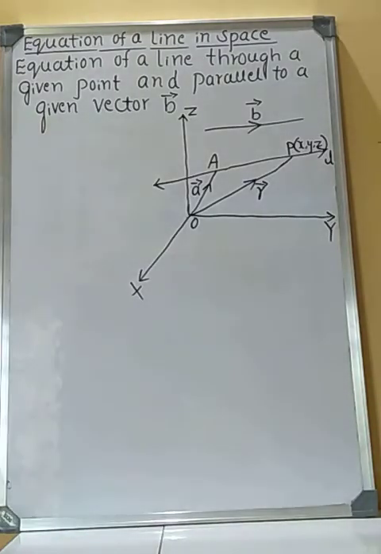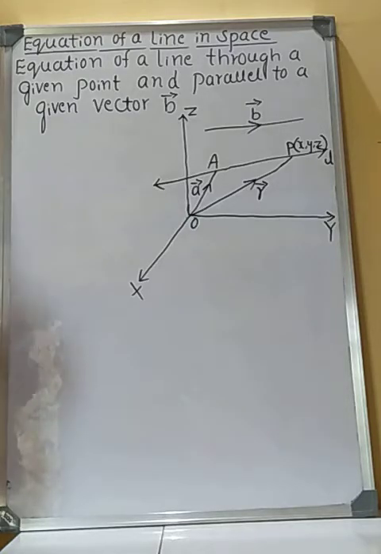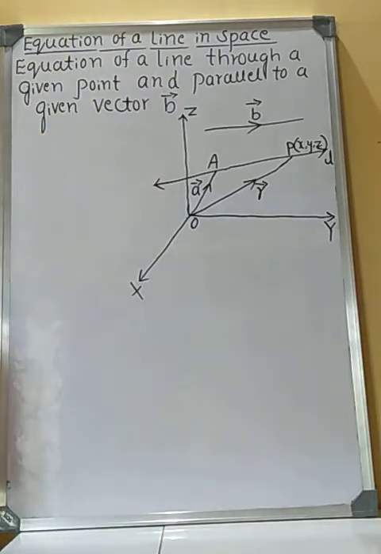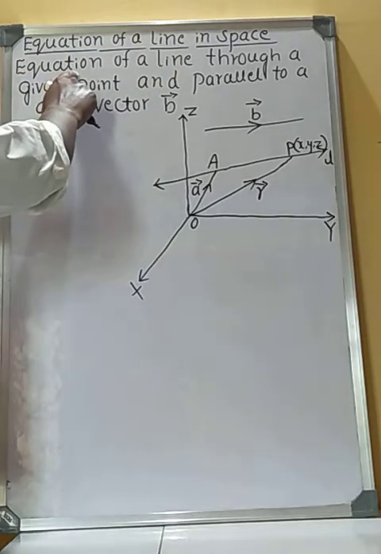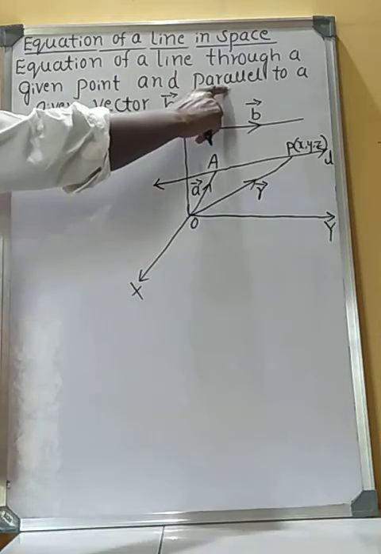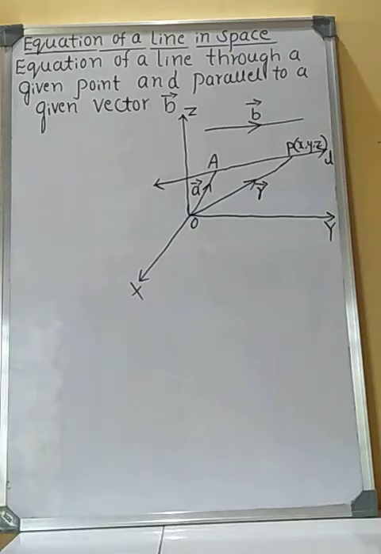Dear friends, in the last class we discussed three-dimensional geometry: direction ratios and direction cosines of a line, and their examples. In today's class, let us discuss the equation of a line in space, that is, the equation of a line through a given point and parallel to a given vector.